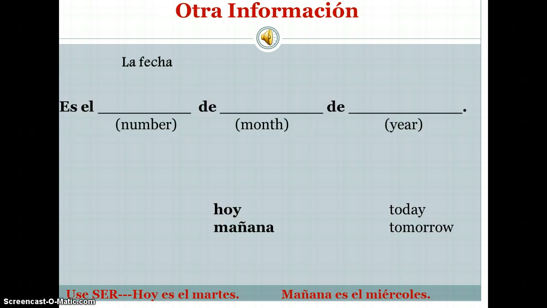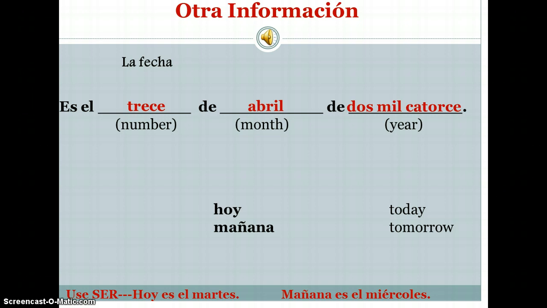Otra información. La fecha means date, as in the number and the month and the year of the particular day. So anytime you want to write a date, you say es el, give the number, de, give the month, say de, and then give the year. For example, es el 13 de abril de 2014 means it is the 13th of April 2014.